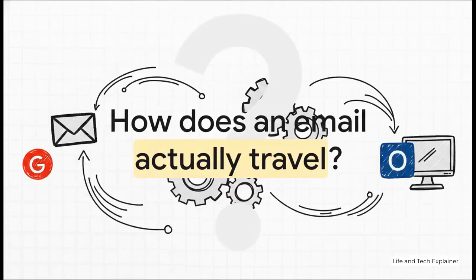Seriously, think about it. You hit send on a message from your Gmail to a coworker's Outlook, and boom, it lands almost instantly. It feels like absolute magic, doesn't it? But underneath that incredibly seamless interface is this chaotic, highly orchestrated mechanical relay working literally at the speed of light. Today, we're demystifying exactly how that happens, step by step.